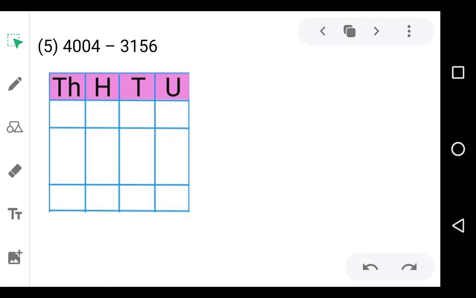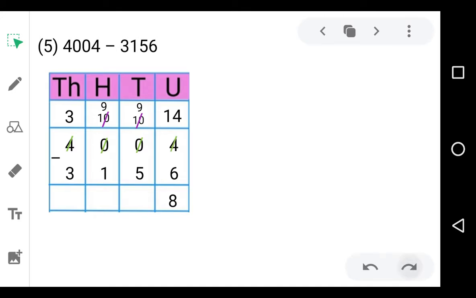Next one is 4004 minus 3156. So arrange these numbers. Now subtract it. See, at the unit place we cannot subtract 6 from 4. So we borrow 1 from the next place. But there is 0 at the tens and hundred place. So we borrow 1 from the thousand place. At the thousand place 4 will be 3, and at the hundred place 0 will be 10. Then this 10 will be 9, and at the tens place this 0 will be 10. Now at the tens place this 10 will be 9, and at the unit place 4 will be 14.